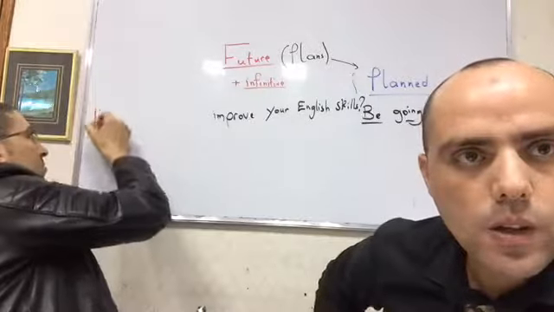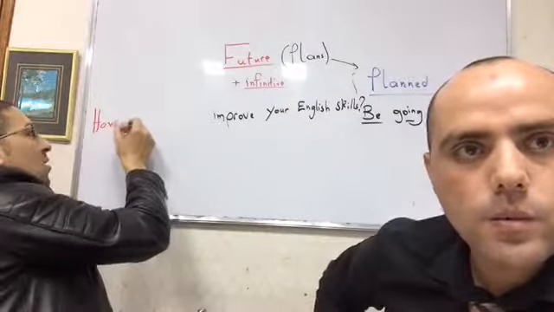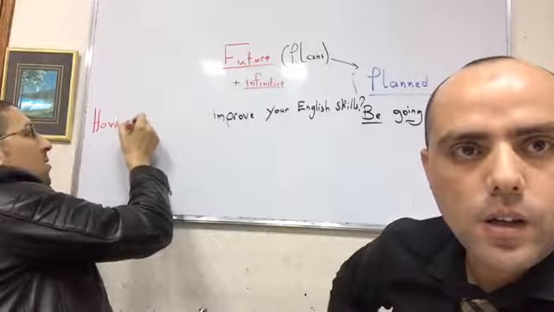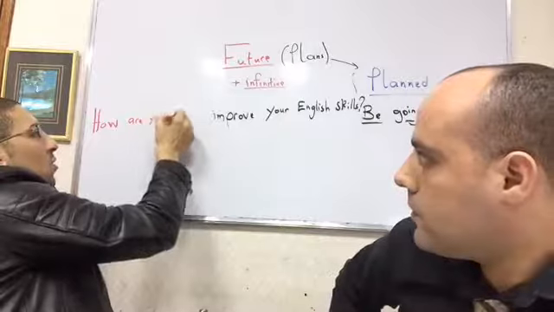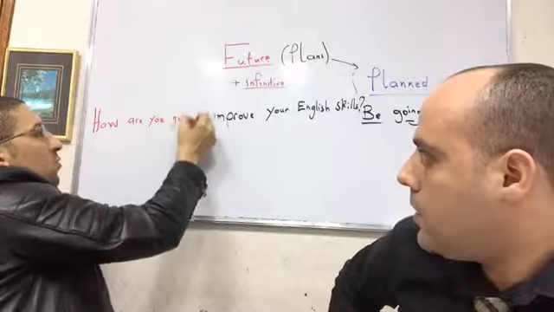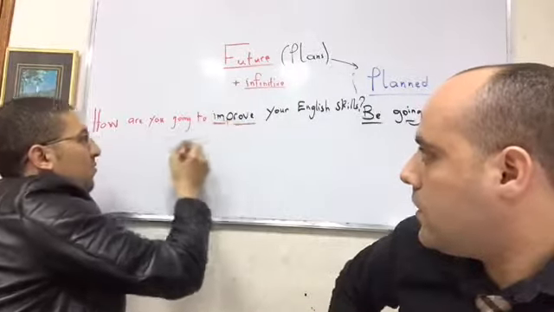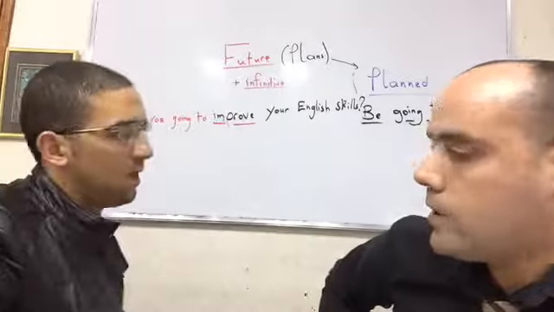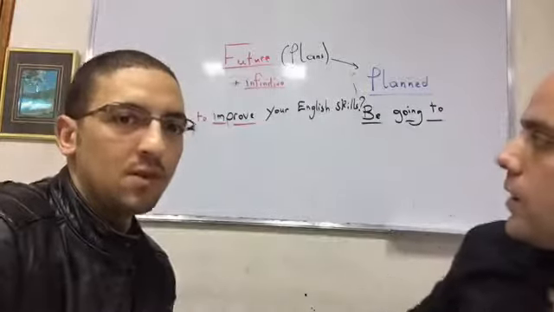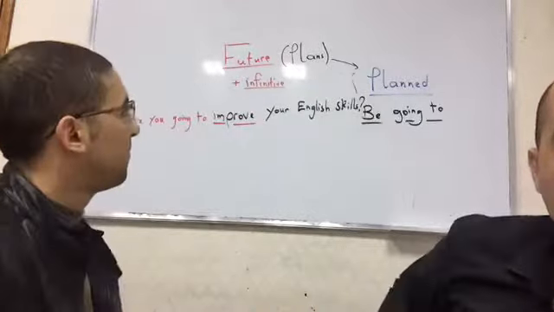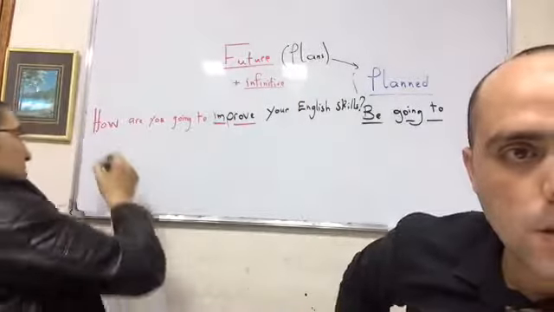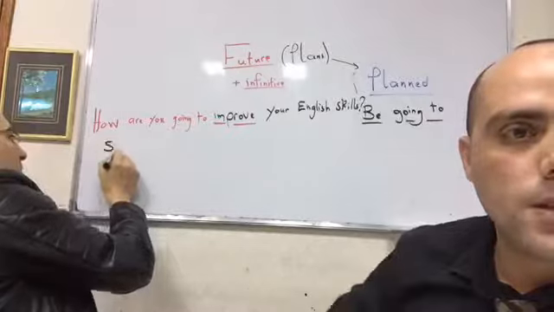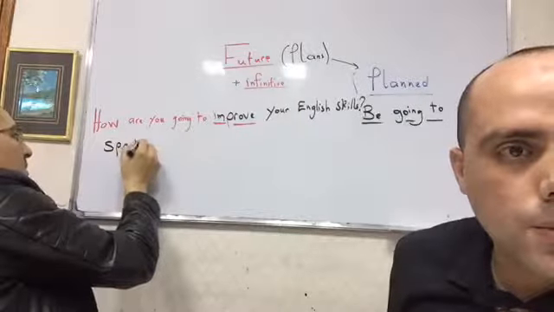So we're going to ask a question with how. How are you going to, and the main verb is improve. So here, as you can see on the board: how are you going to improve your English skills? So can you answer that question? What are you going to do?